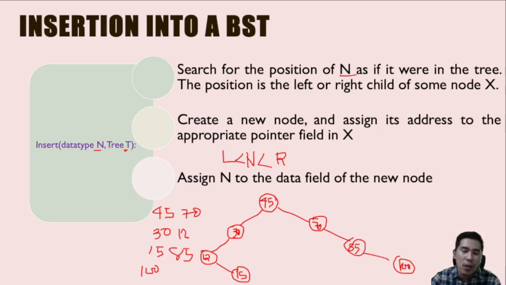Okay, let's say, what is the possible node right here? Could be a 50. Okay, so let's say we are going to insert 50. So 50 is compared, so it's greater than 45. It's less than 70, so 50 should be placed or should be stored right here. All right, so that is how you insert a node to a binary search tree.